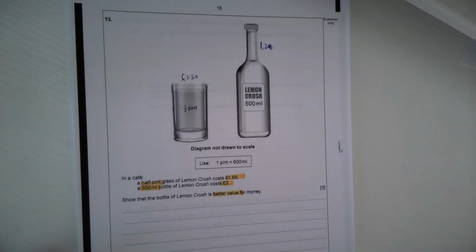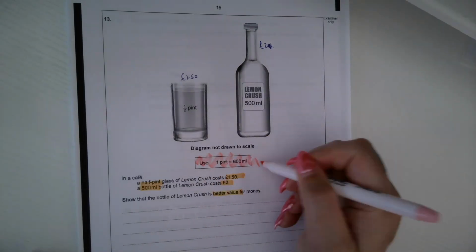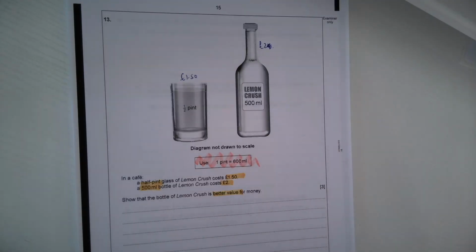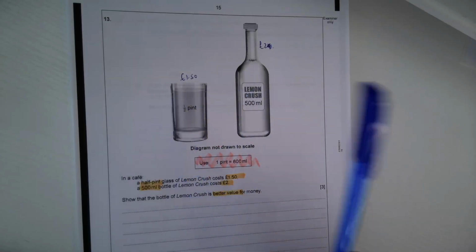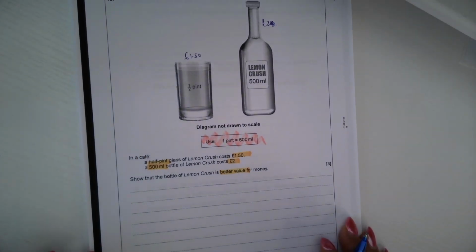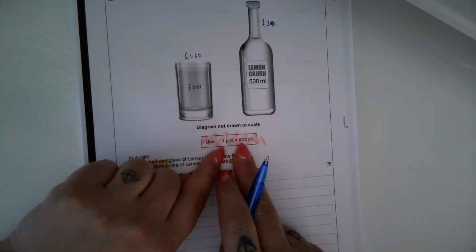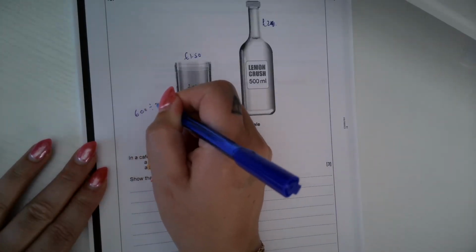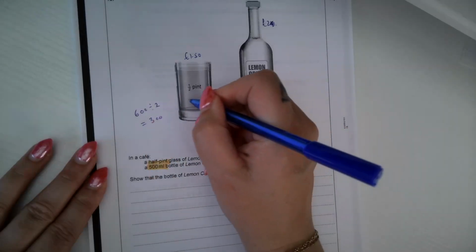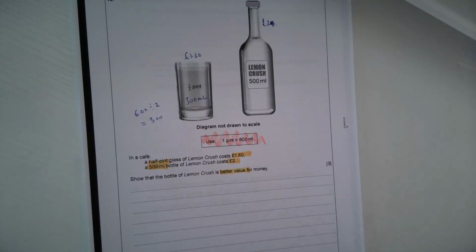And we've got a scale here that we can use to convert, guys. So we can use 1 pint is equal to 600 millilitres. So at the moment we've got millilitres and pints. We need them both to be in the same unit for us to be able to compare those values. So I'm going to convert half a pint into millilitres. Well, 1 pint is 600 millilitres, so half a pint must be half of that. 600 divided by 2 is 300. So that's 300 millilitres.